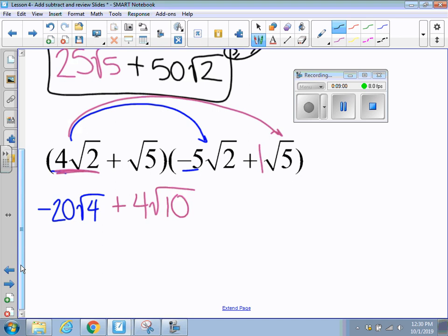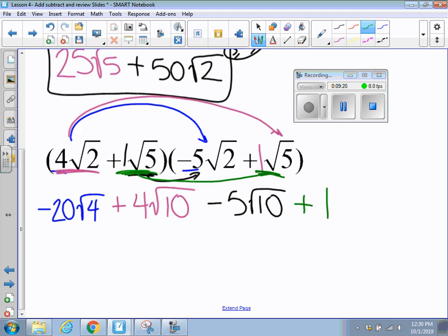Now, I've got to do my middle terms. So square root of 5 times negative 5 square root of 2. Really, this is 1. So it's going to be a minus 5, because 1 times negative 5 is negative 5, minus 5. And square root of 5 times square root of 2 is square root of 10. Now I just got to do this 1 square root of 5 times 1 square root of 5. Well, 1 times 1 is 1, and the square root of 5 times the square root of 5 is the square root of 25.